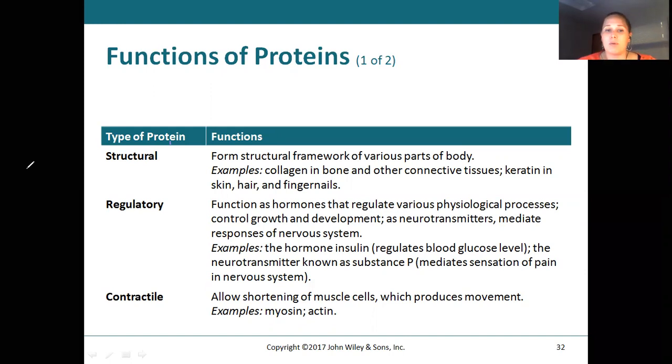Regulatory, so proteins can actually serve as receptors and control growth and development. You also have neurotransmitters that are composed of proteins. So the hormone insulin and the neurotransmitter known as substance P are also going to be considered regulatory proteins. Contractile, so when we talk about the shortening or lengthening of muscle cells, myosin and actin are important proteins that regulate that process of muscle contraction and allow the fibers to contract and, once they release, to relax.